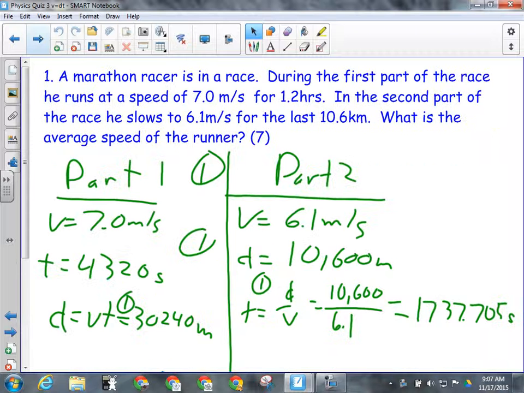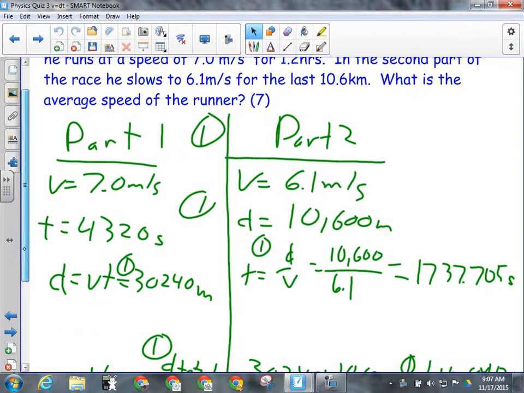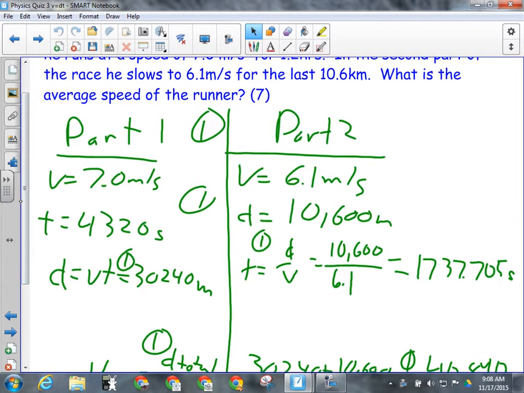All right, so if we're looking at the breakdown of that, the first thing is give them a mark if they wrote down their givens. In part one, we knew the speed, 7 meters per second, and we knew the time. I changed it to seconds because they had it in hours, and I need to make the units match. So I multiplied 1.2 hours by 3,600, and I got 4,320. The other givens were the speed in part two, 6.1 meters per second, and the distance traveled, which I changed to meters because they gave it to me in kilometers, 10,600 meters. They do not have to have made those conversions to get the givens mark.